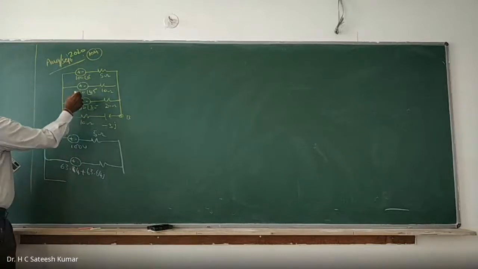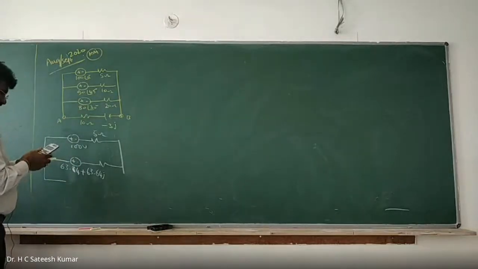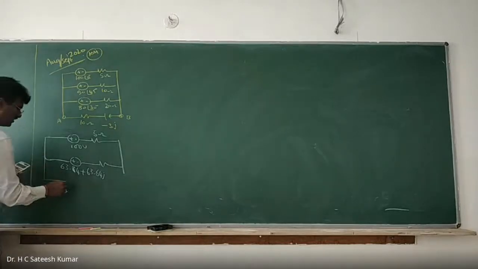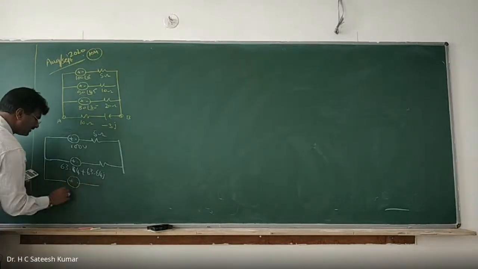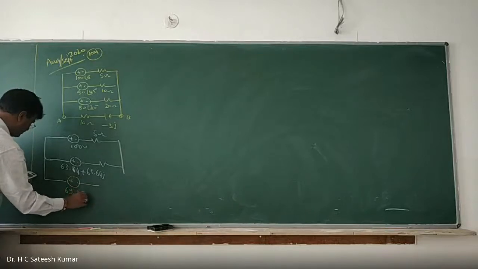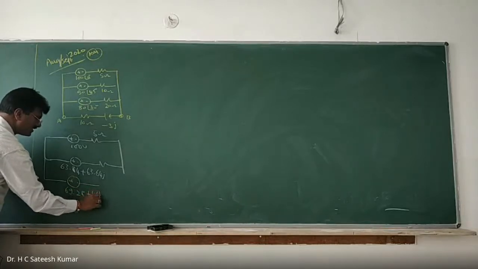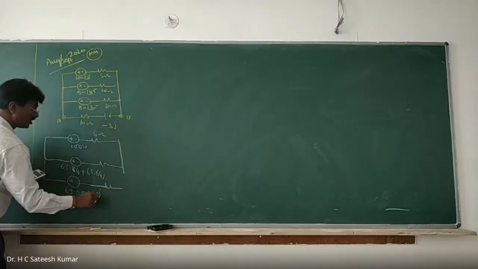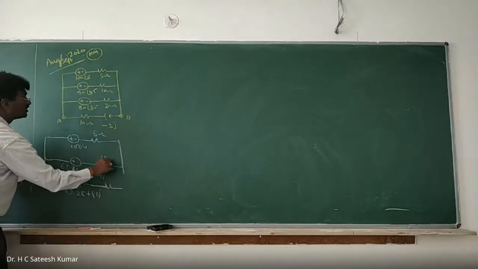Okay, right. 80 at an angle of 30 equals 69.28, right? Plus or minus 40J. One resistance is there. What is that? 10 ohms. So this is 20 ohms.